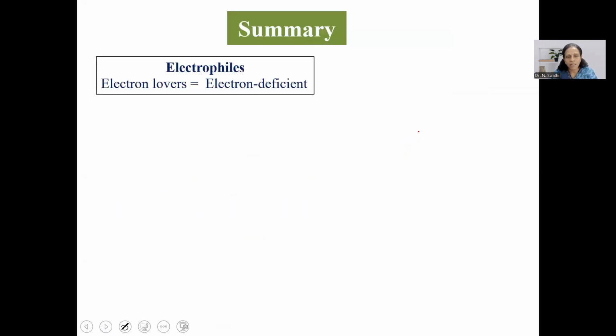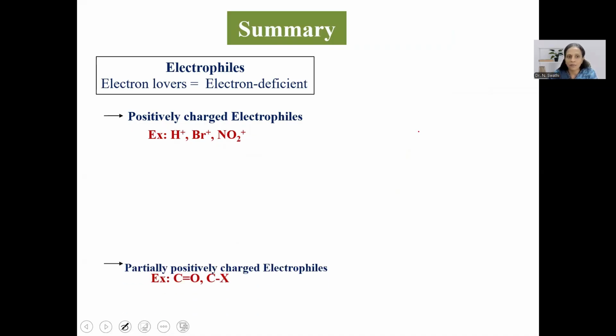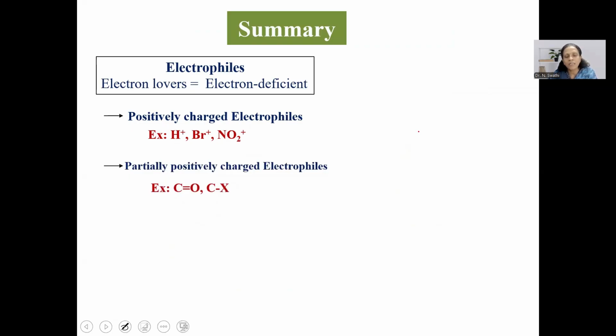So in summary, electrophiles are nothing but electron lovers, meaning they are electron deficient. They are classified into three types: positively charged electrophiles, which are protons, bromonium ion and nitronium ion. Partially positively charged electrophiles are the carbonyl carbon in carbonyl compounds and the carbon-halogen bond in alkyl halides. And the third type are neutral electrophiles, which are boron trifluoride and aluminum trichloride.